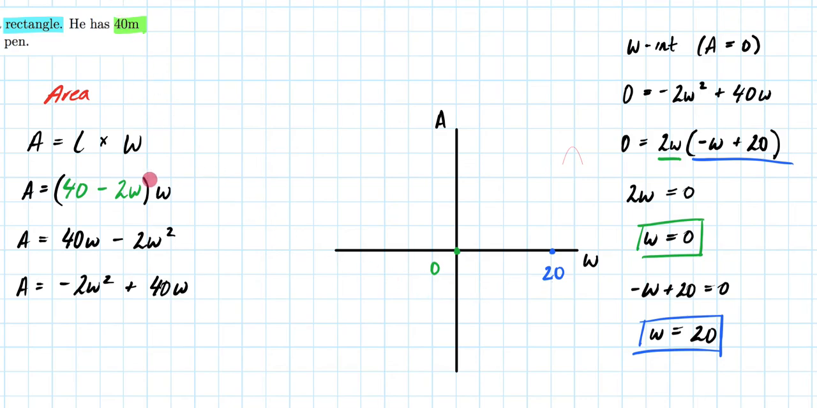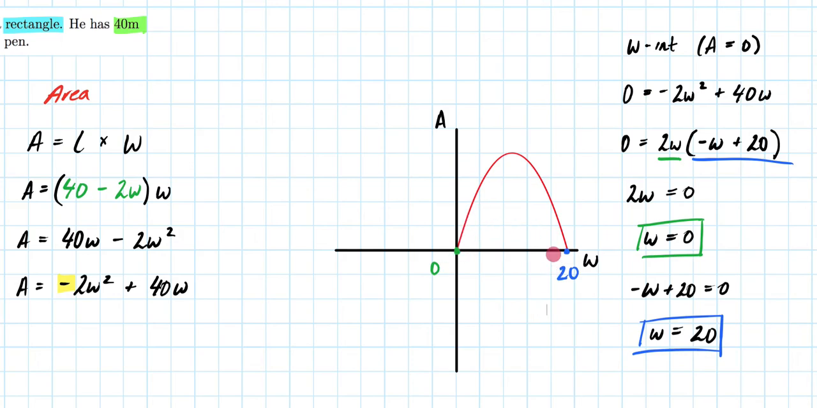Let's take note of the fact that I have a negative in front of my squared value, which means it's going to be an upside down parabola. So it will look like this. And let's move this over here. Perfect. So there's my parabola. So here are my points.